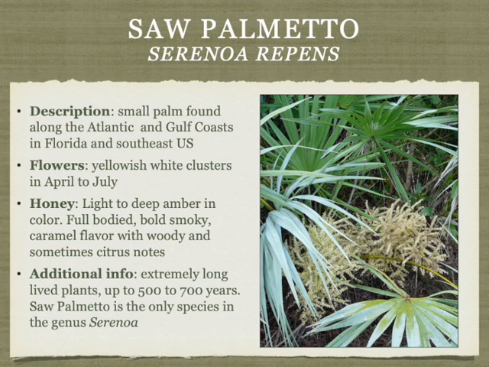Saw palmetto, sometimes called palmetto for short, is a palm found in the southeast U.S. and Florida. The honey is light, deep amber, full-bodied, bold, smoky, caramel, sometimes with woody and citrus notes. Even though these are not very large plants, they're extremely long-lived, up to 500 or 700 years.